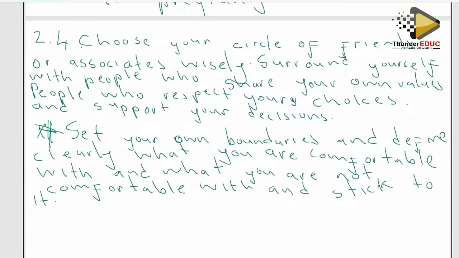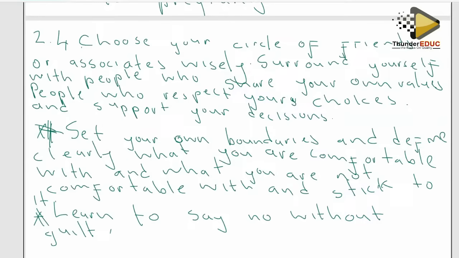So define your boundaries. Then you must learn to say no. You must also learn to say no without guilt or reservations. So when you're influenced to do something which is bad, learn to say no without guilt or reservations. A no should be a firm no.